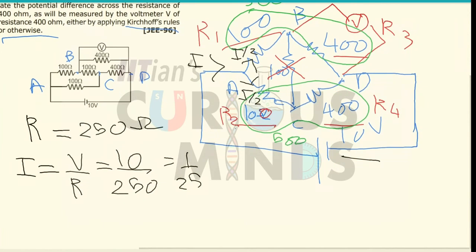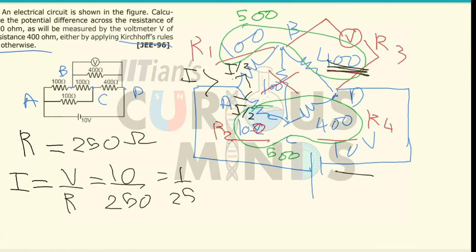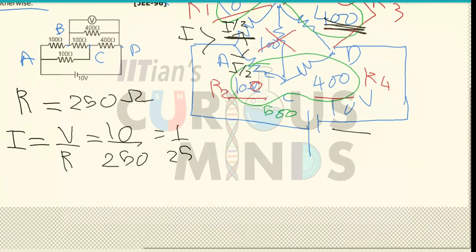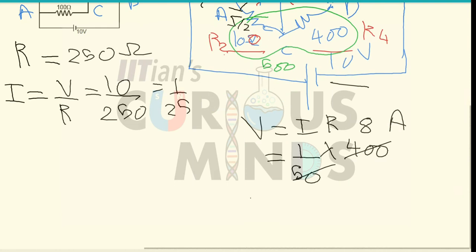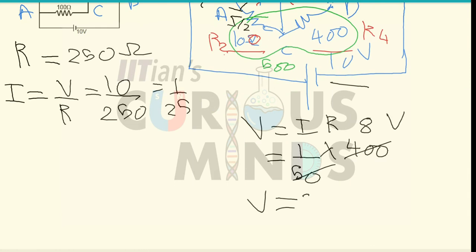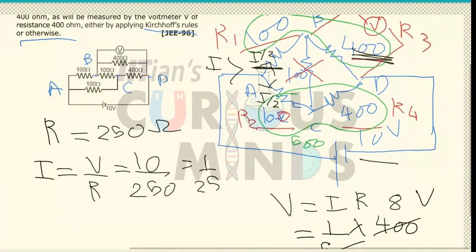So in this 400 ohm resistor there is a current of I by 2 flowing. We will use the formula V is equal to IR. I by 2 current is flowing, which is 1 by 25 divided by 2, equal to 1 by 50, into the resistor of 400 ohms. So basically it will give me the answer as 8 volt. Since we are calculating voltage over here, the voltage across the 400 ohm resistor will be equal to 8 volt in this given sum.